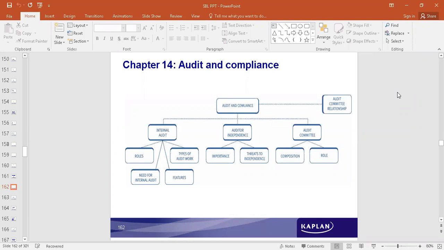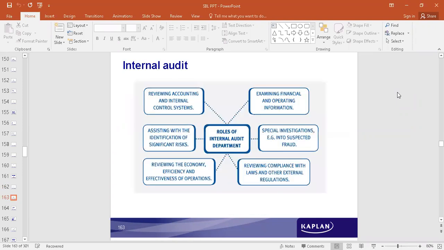Some of you might have a paper called auditing in your BCom course, or otherwise you have already studied audit and assurance. So I don't think this is a new thing. You already know about audit and compliance. What are the roles of the internal audit department?